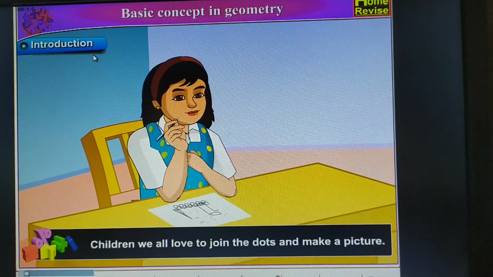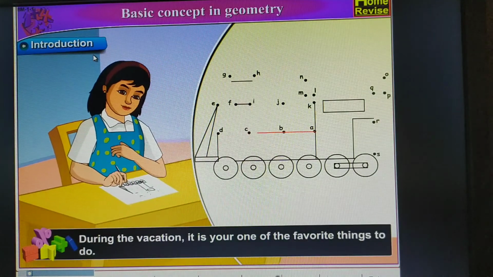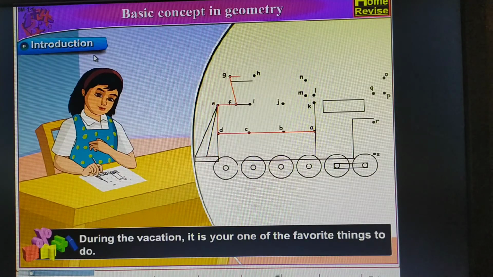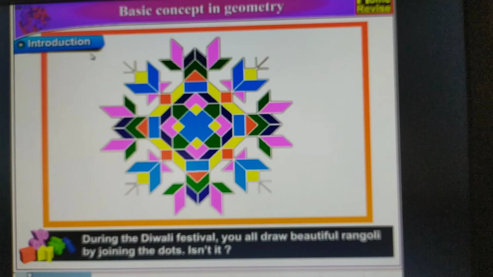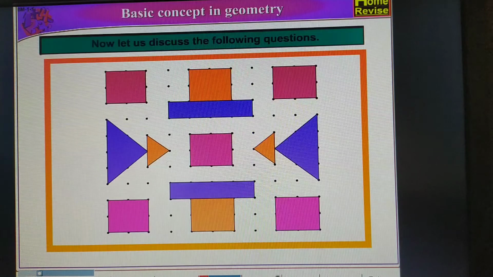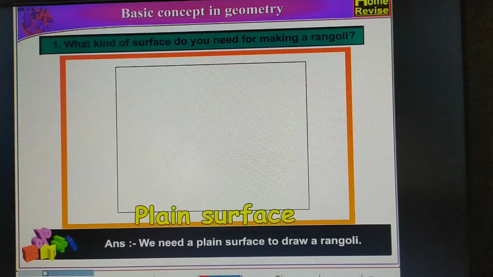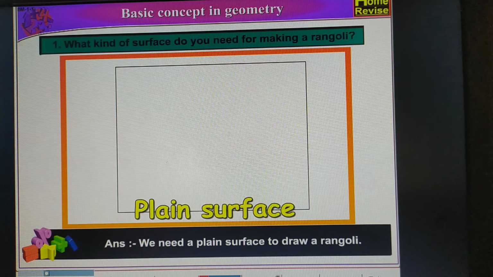Children, we all love to join the dots and make a picture. During the vacation, it is one of the favorite things to do. During the Diwali festival, you all draw beautiful rangolis by joining the dots, isn't it? Yes. See the rangoli. Now, let us discuss a few questions. What kind of surface do you need for making a rangoli? We need a plain surface to draw a rangoli.